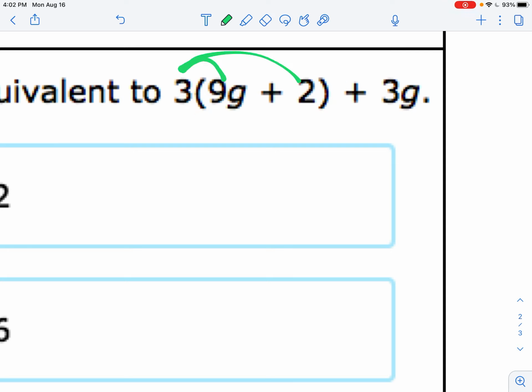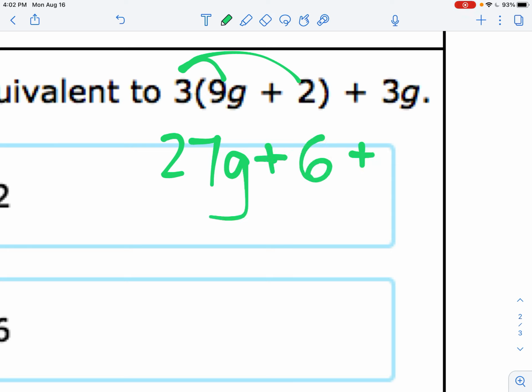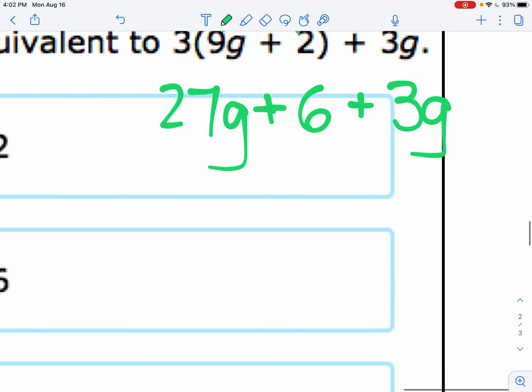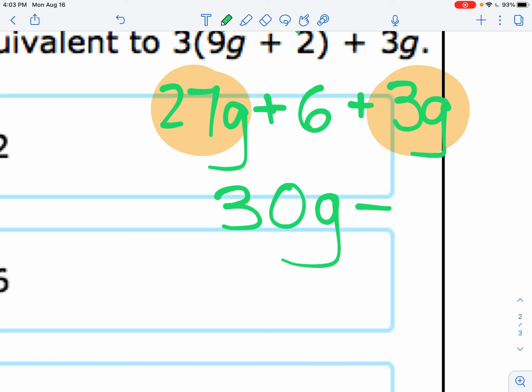I got to distribute. All right, what's 3 times 9? 27G, and then I add 3 times 2, which is 6, right? I rewrite the rest of my problem. Now I can combine like terms. I see 2 terms that have G's in them. So what's 27 plus 3? That's 30G plus 6.